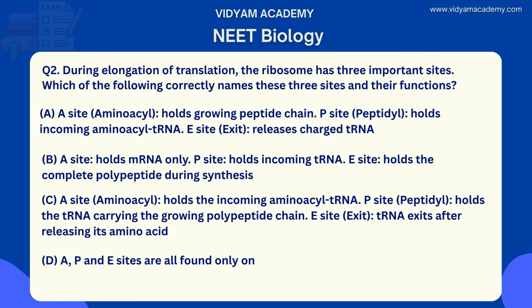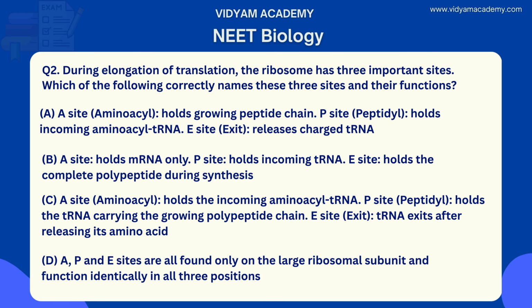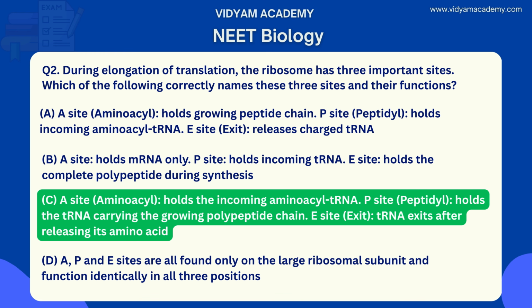Option D: A, P and E sites are all found only on the large ribosomal subunit and function identically in all 3 positions. What is the right answer for this question? The answer C is the right answer for this question. Let's see why and how.